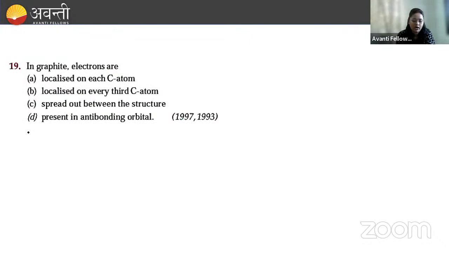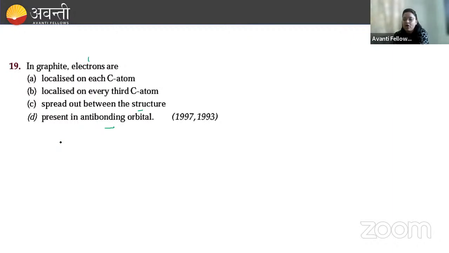Okay, electrons are localized on each carbon atom, localized on every third carbon atom, spread out between the structure present in anti-bonding orbital. So when I told you that graphite is a good conductor of electricity, that is, it is a non-metallic conductor. So why is it happening? Because electrons are all over present in the structure of graphite.